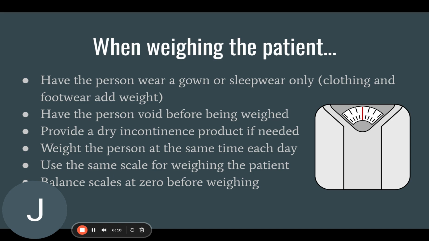So when weighing the patient, you have the person wear a gown or sleepwear only. Clothing and footwear will add weight, so you won't have an accurate weight. You have the person void before being weighed. Provide a dry incontinence product if needed. It's important to weigh the person at the same time each day and use the same scale for weighing the patient. You also want to balance the scale to 0 before weighing.